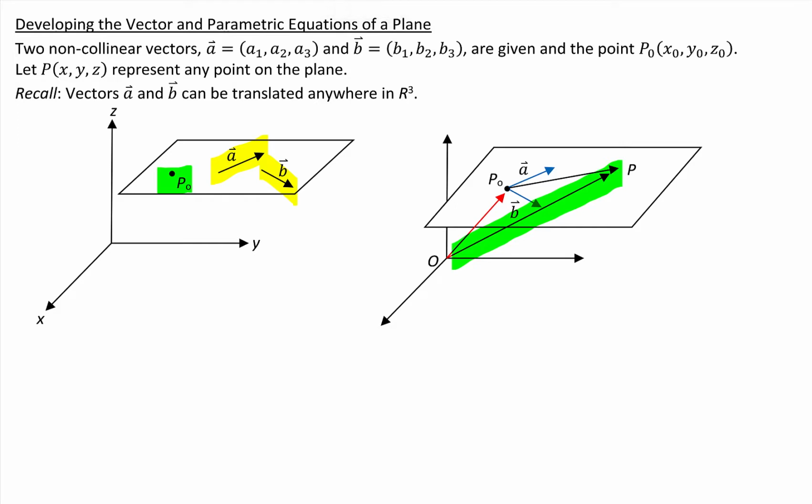Let's define it as a vector. So we're going to define it as OP. Another way to get to vector OP is to get to our known point P naught, so that would be vector OP naught, and using our triangle law, add a second vector which is in the plane, which we call P naught P. So we go from OP naught, we add P naught P, and that's the same thing as vector OP.